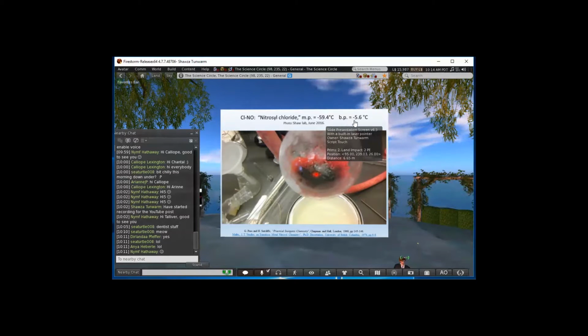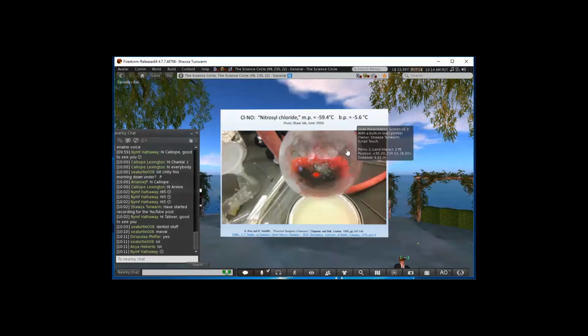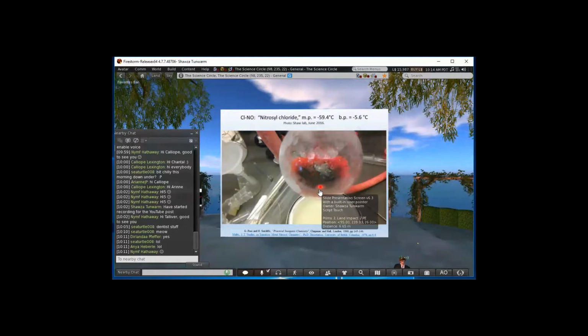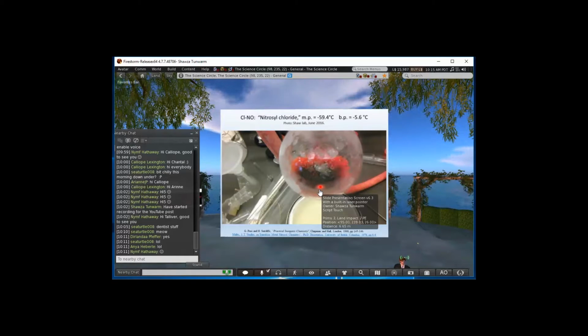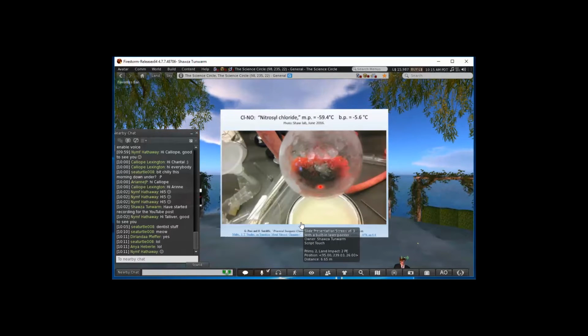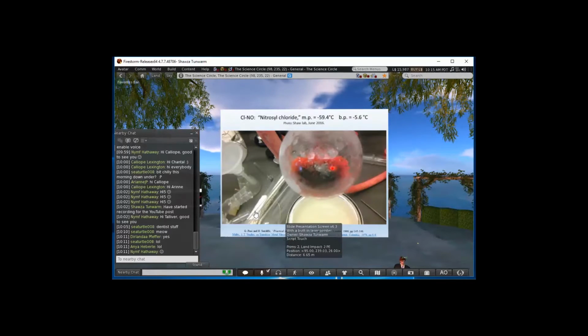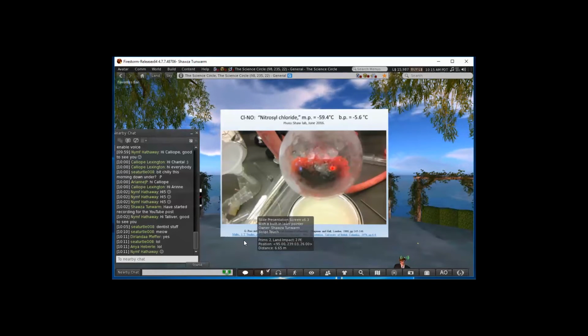Its boiling point is minus 5.6 degrees Celsius. We essentially generated this by dropping potassium nitrite into hydrochloric acid. And whatever vapors were generated, we directed through a tube that was cooled at liquid nitrogen temperature. Eventually we melted and transferred the material back into this round bottom flask. So that was an afternoon's worth of work.